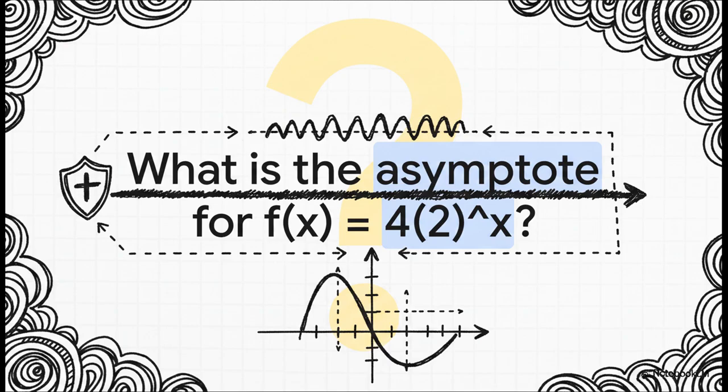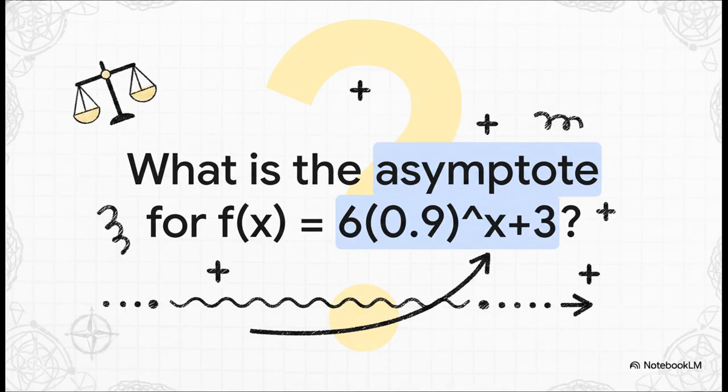Question 1. What is the asymptote of f of x equals 4 times 2 to the power of x? I'll give you a second. Look closely at the equation. Did you find the invisible line? That's right, there is no shift at the end, so the asymptote is simply y equals 0.